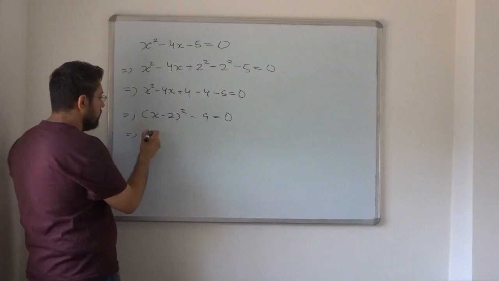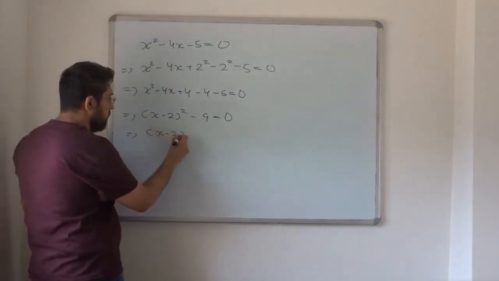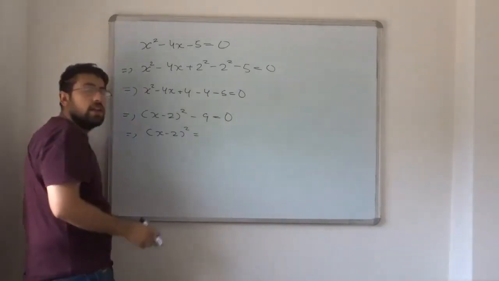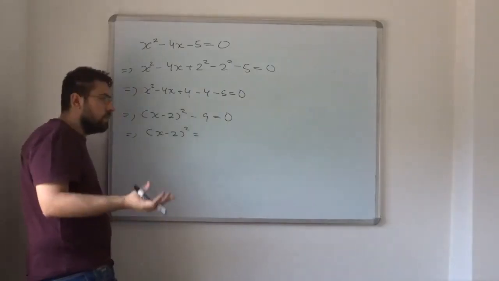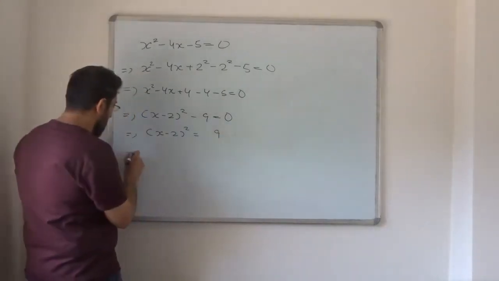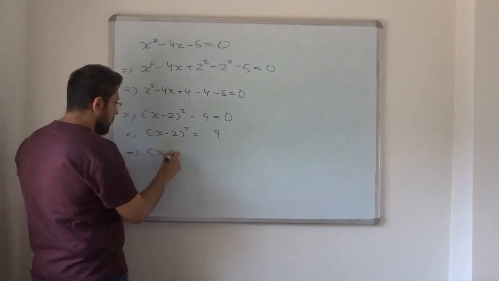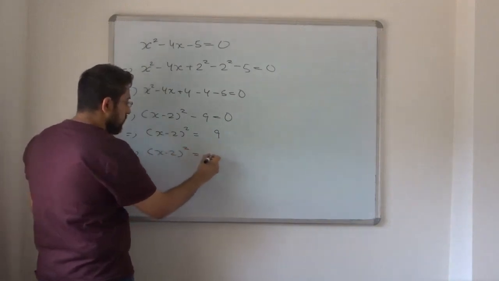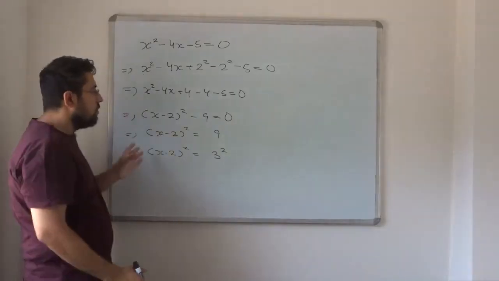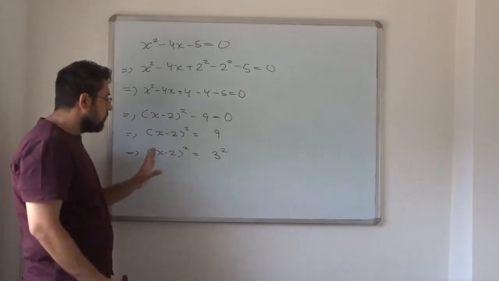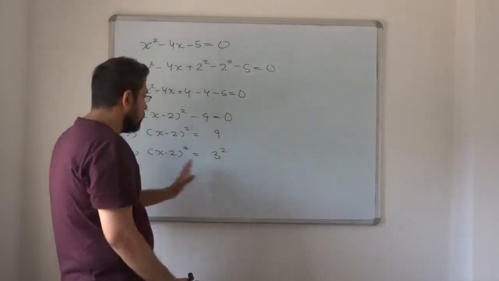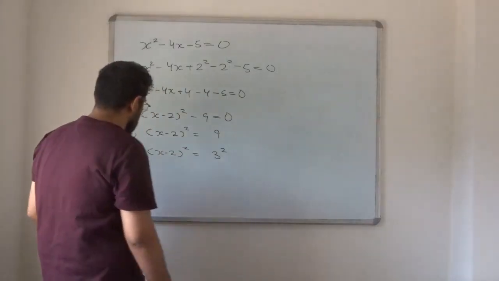Now you can transpose 9 to the other side. Because it's negative on the left hand side, on the right hand side it's going to be positive. So 9. And now you have x minus 2 squared, which equals 3 squared. I could have taken the square root on both sides already, but I thought why not just show you how this works. So what is the next step here?